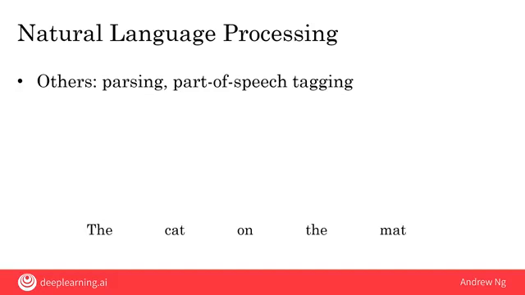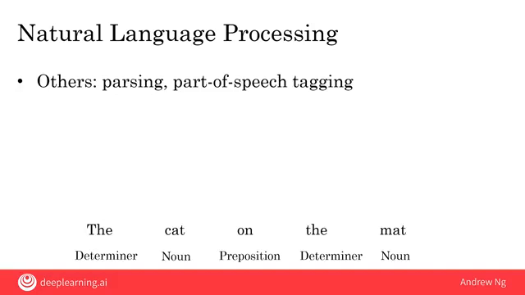For example, in the English language, cat and mat in this sentence are nouns. So the part-of-speech tagger will label these 2 words as nouns. According to the theory of English language, the word the is a determiner. Don't worry if you've never heard of a determiner before. This is a word from the theory of English language. And the word on is a preposition. So part-of-speech tagger will label these words like that.